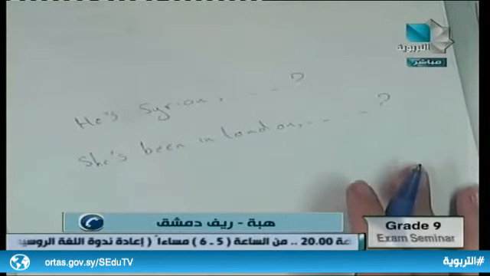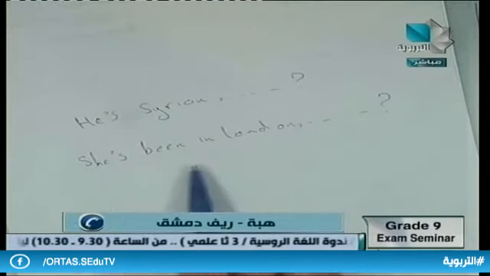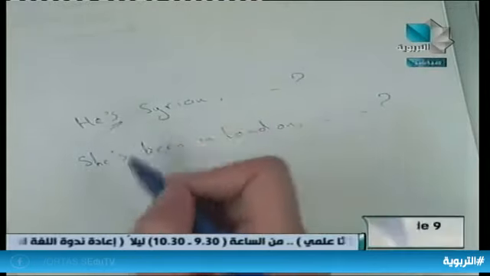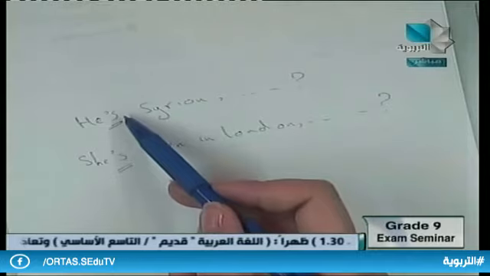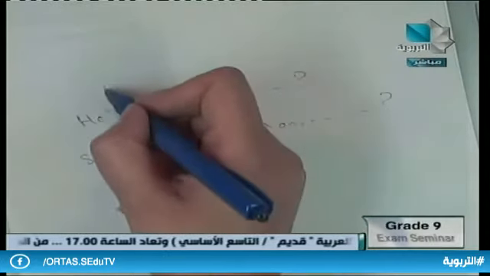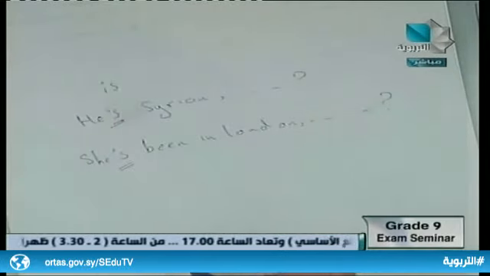Would you please read the first one, Miss Nisreen? First one, he's Syrian, and the second one, he's been in London. Here we have s, and here we have s. How can we know which auxiliary it is? In the first one, the s refers to is, so this is the short form of is. While in the second sentence, this is the short form of has.